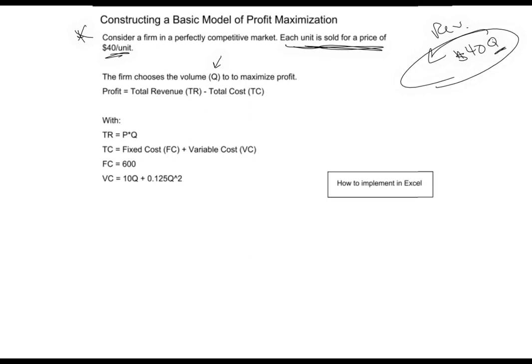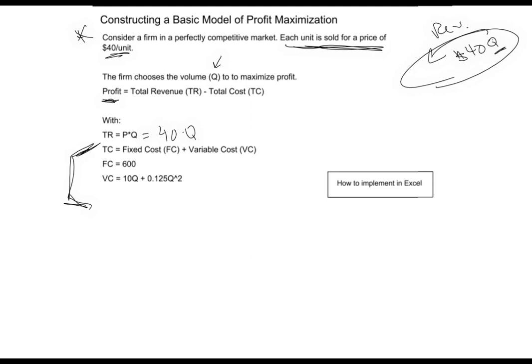Firms get to choose the amount of Q that they produce in order to maximize profit. So why don't they sell just an infinite amount? Because each of those units cost money. The objective of a firm is to maximize profit. Profit is the difference between revenue and costs, TR minus TC, for total revenue and total costs. We talked briefly about how revenue is generated. How about cost? Total revenue is price times quantity, or in this case, since the price is 40, 40 times Q. And then where do costs come from?